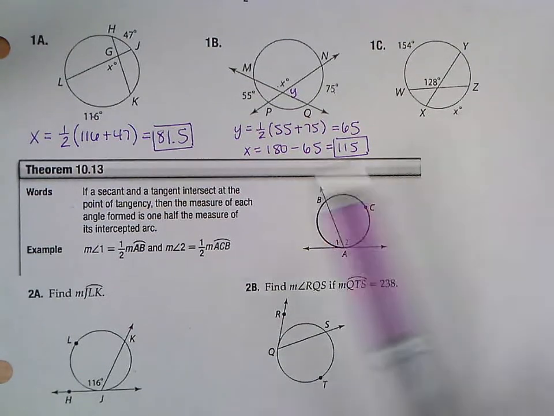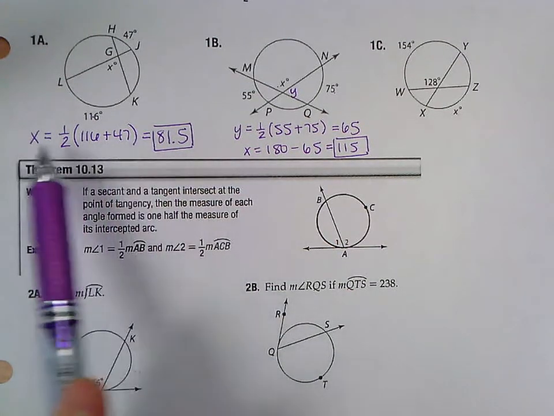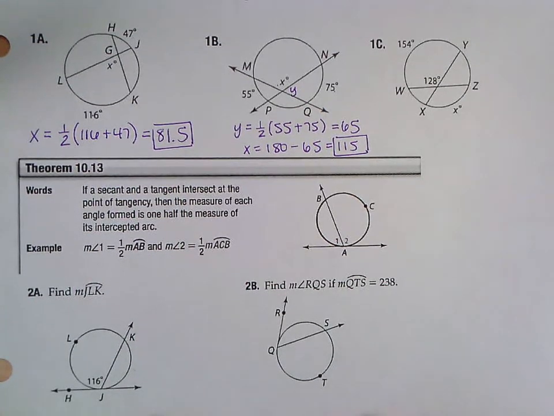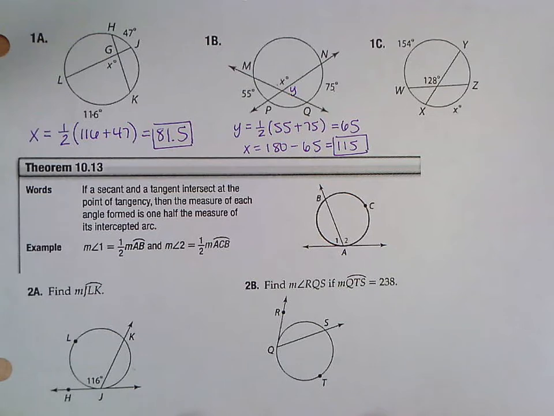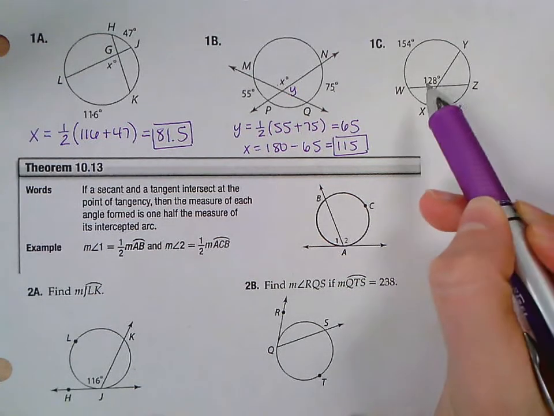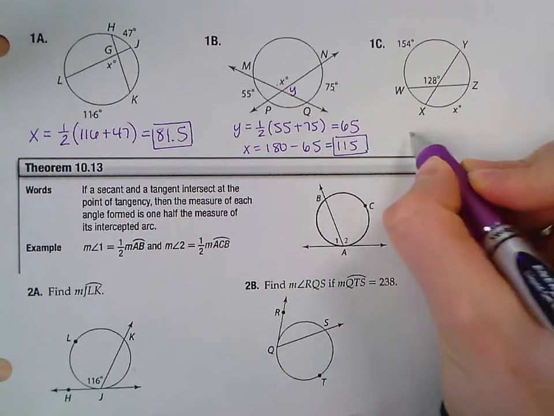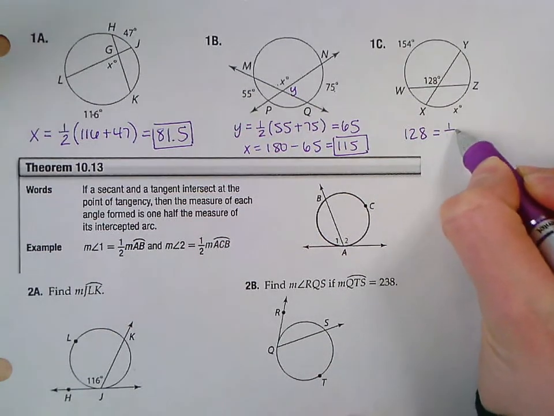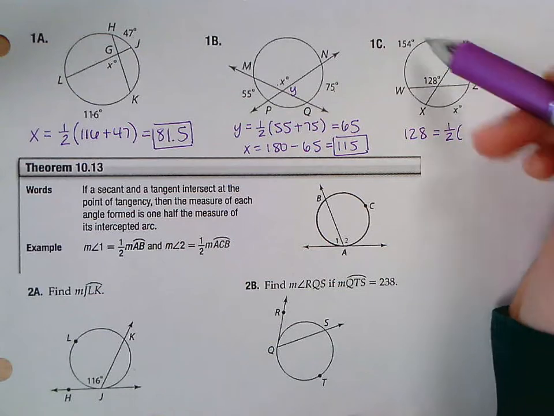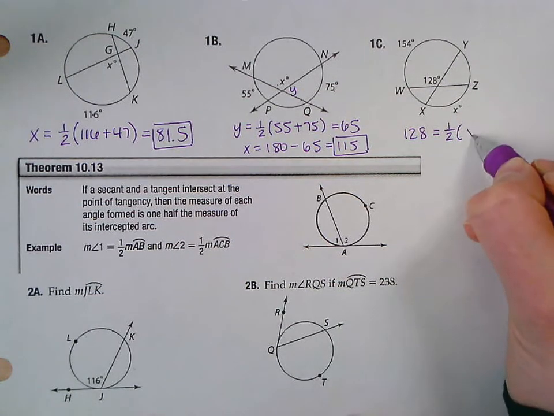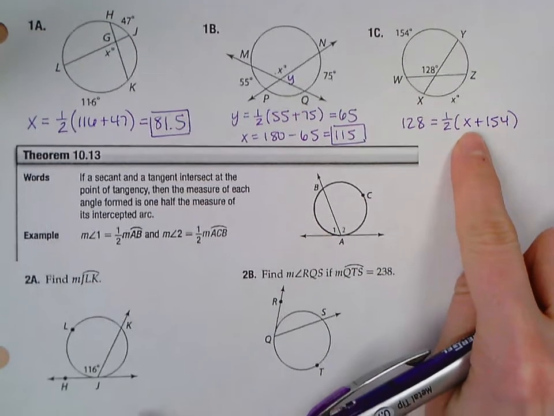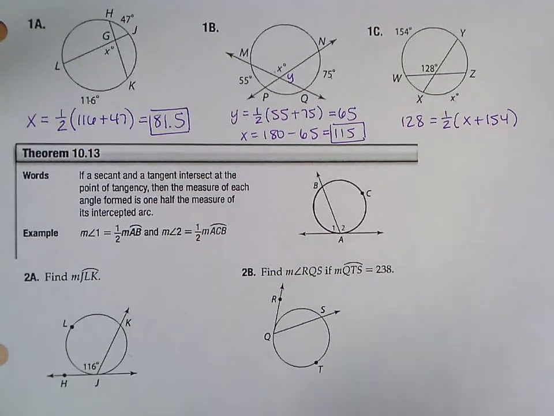So you still want to set this up in your equation the same way, except you're not going to have x equals; x is going to be somewhere within your equation. So I know that this angle, the 128, must equal half of the two arcs added together, so half of x plus 154. So here x is just kind of in the middle of my equation, and now I have to solve for it.